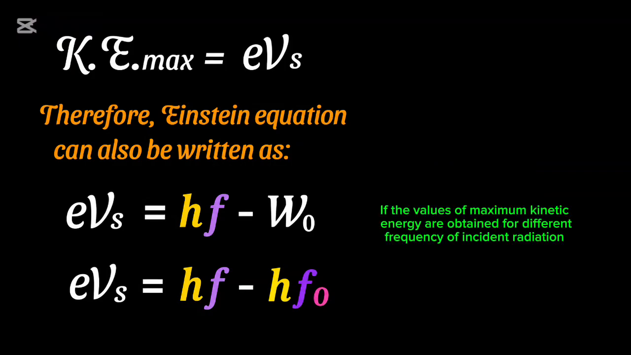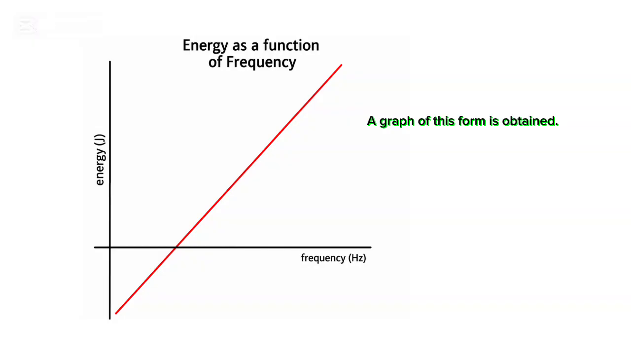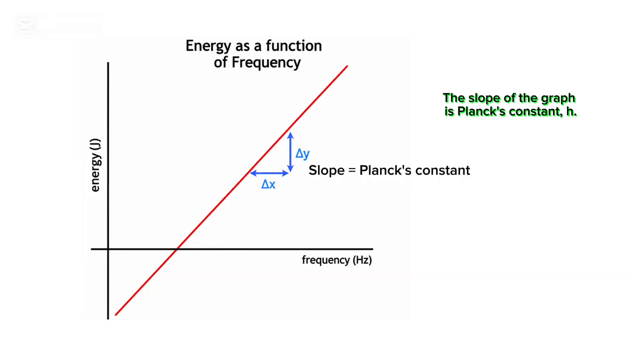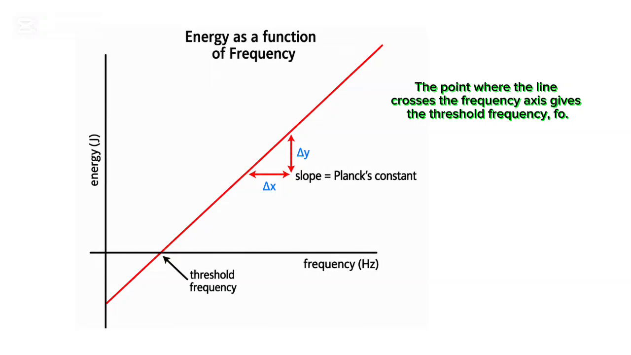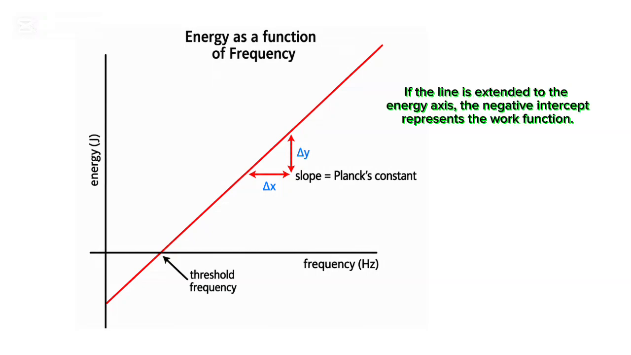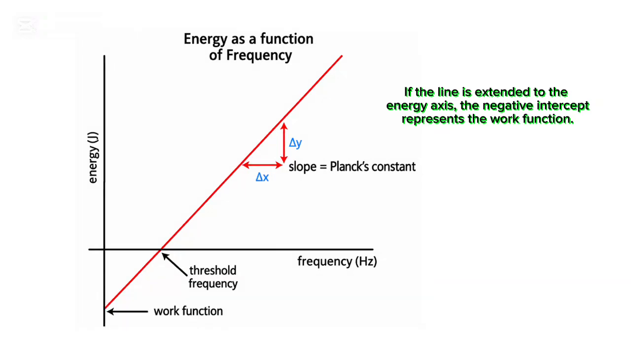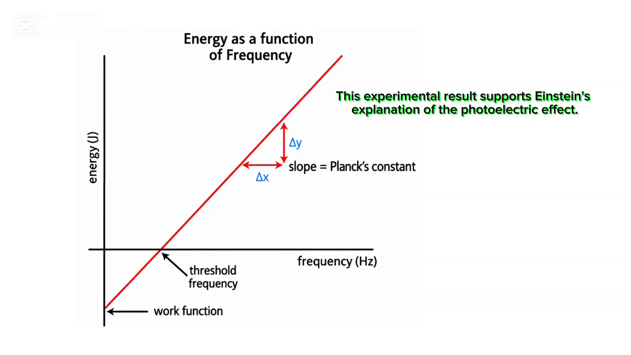volt. If the values of maximum kinetic energy are obtained for different frequency of the incident radiation, a graph of this form is obtained. The slope of the graph is Planck constant h. The point where the line crosses the frequency axis gives the threshold frequency f0. If the line is extended to the energy axis, the negative intercept represents the work function W. These experimental results support Einstein's explanation of the photoelectric effect.